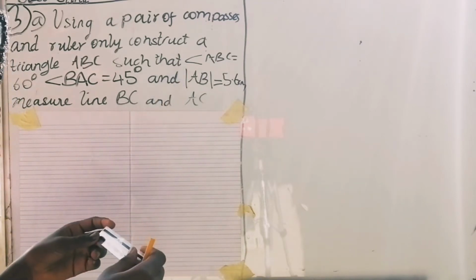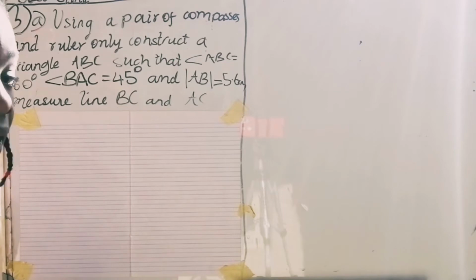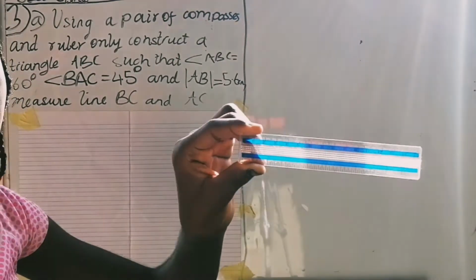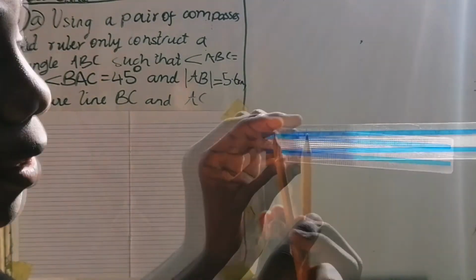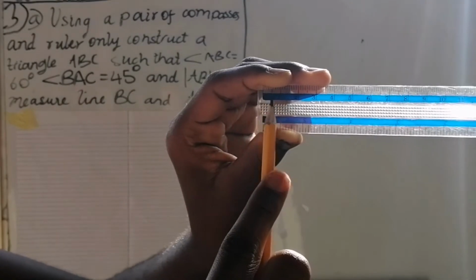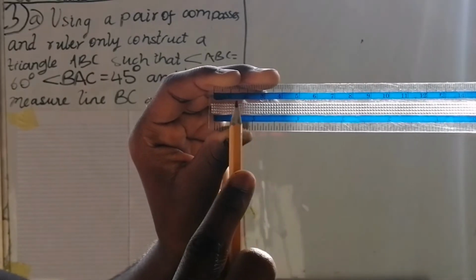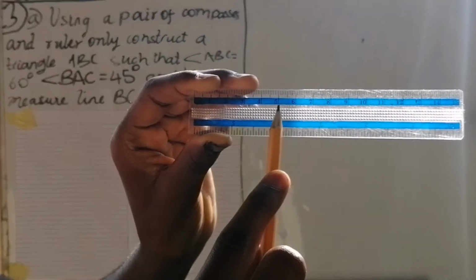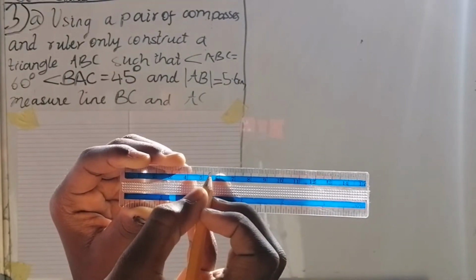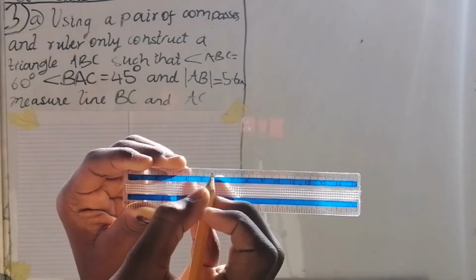Line AB, 5.6 centimeters. So we measure 5.6 centimeters on the ruler. So this part is 0. Then 5 centimeters. This is the centimeters part, and 5 is here. Then 0.6. This is 5.5. So after 5.5 is 5.6.